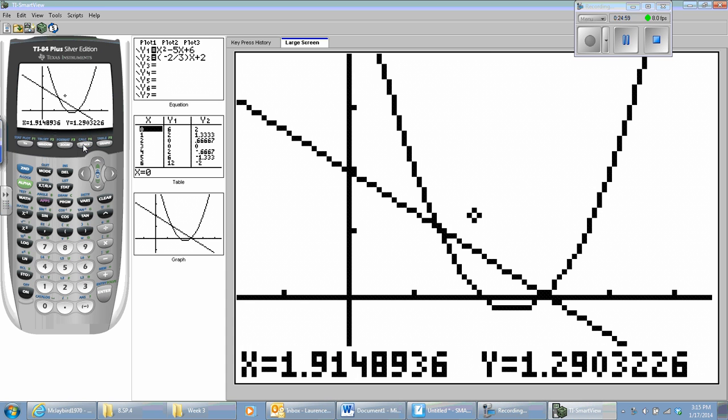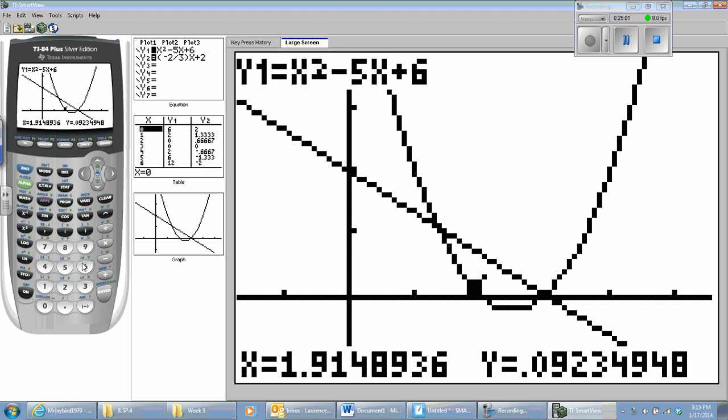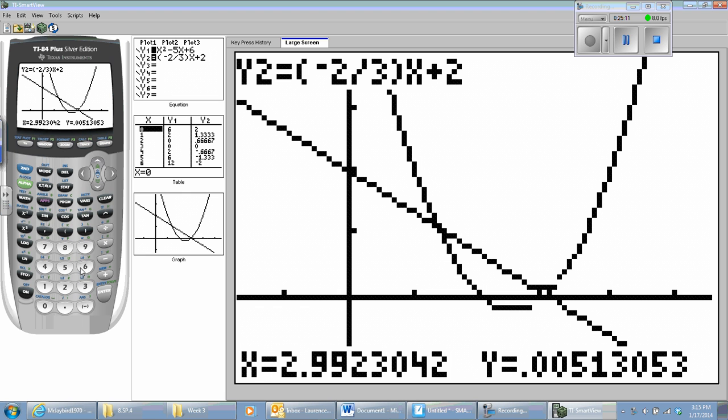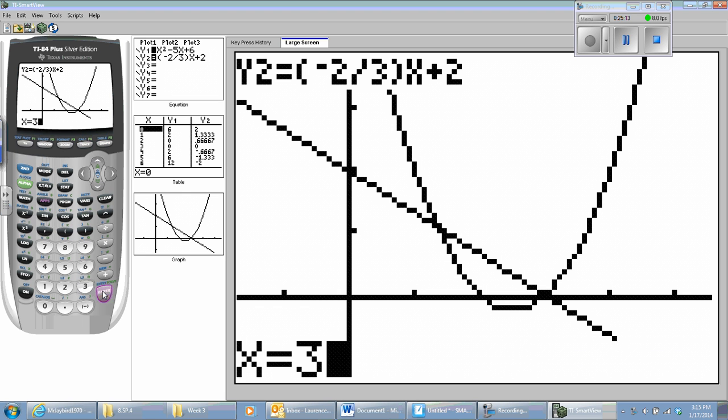And one of the values was 3, right? It was crossing at 3, 0. Let's see, I'm on the quadratic right now. X is going to be 3, and look at that, y is 0. Let me shift to the linear equation and type in 3, and sure enough, y is 0. So 3, 0 is a valid solution.